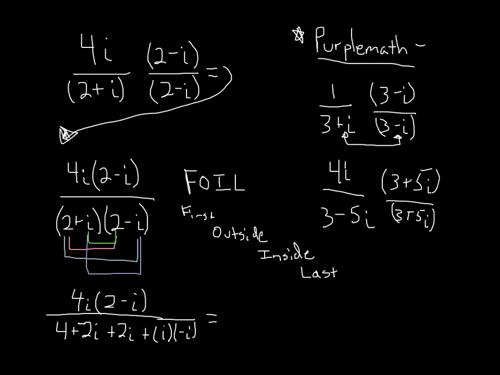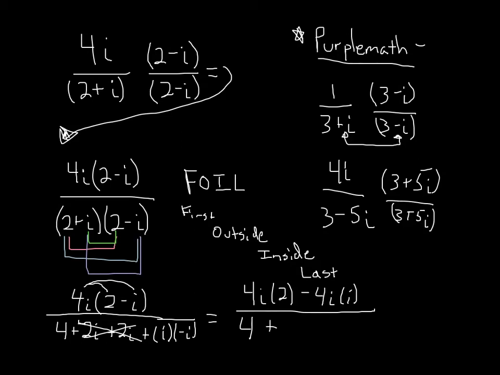Okay, and now I can start simplifying this a little bit more. Up top, I'm going to distribute this 4i into the 2 and into the i, distributive property of multiplication. So that's 4i times a 2 minus a 4i times an i, and that's all divided by 4. And if we look here, I have a negative 2i plus a 2i. Those two cancel each other out, and I end up with plus an i times a negative i.